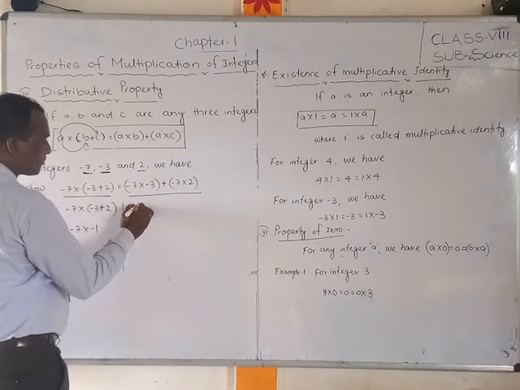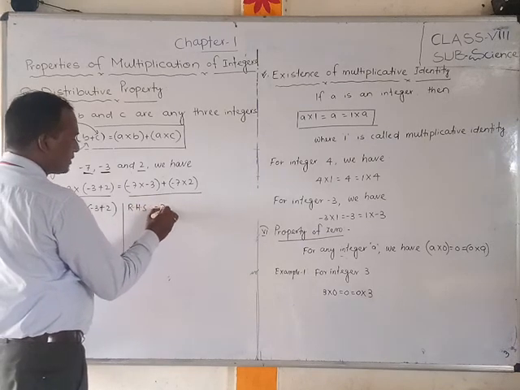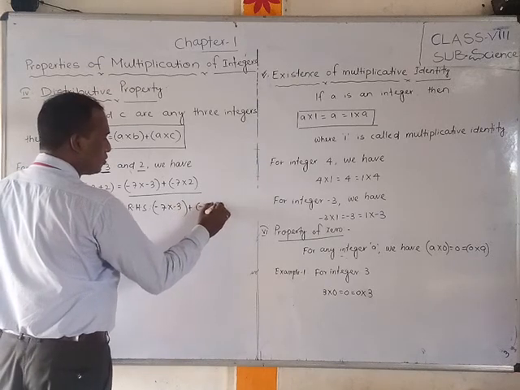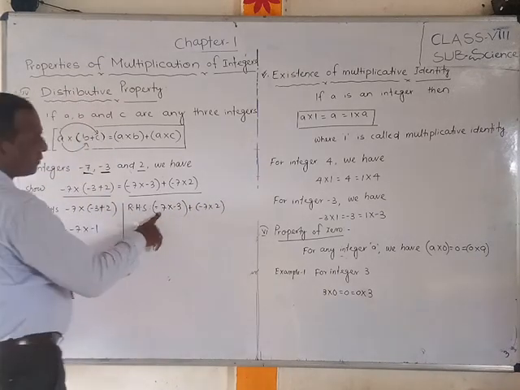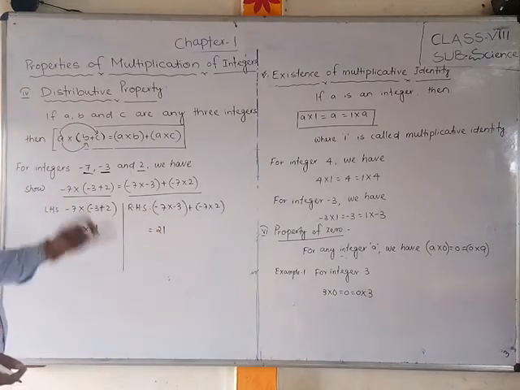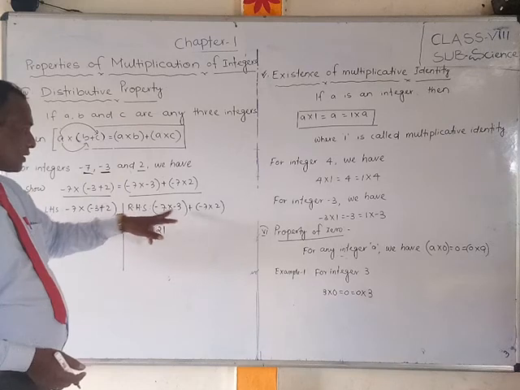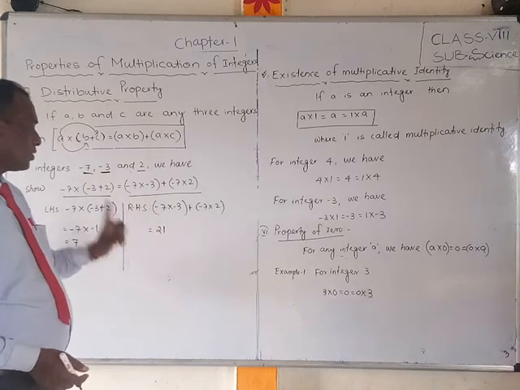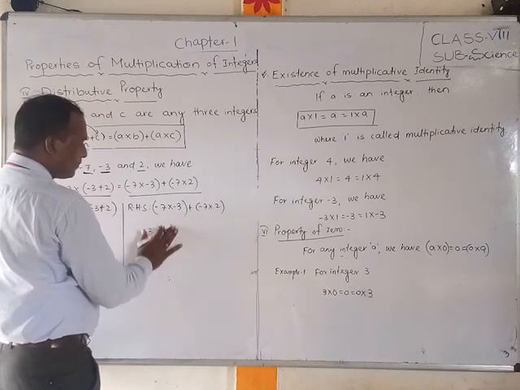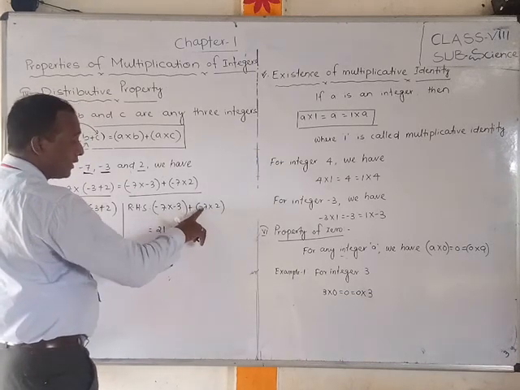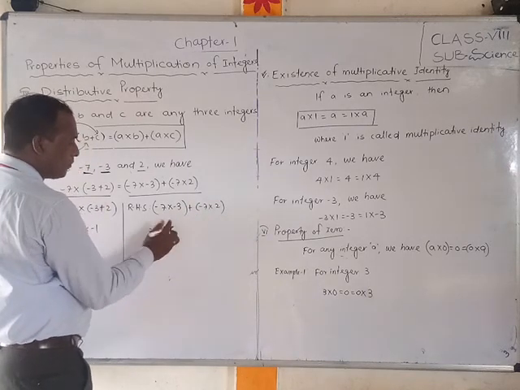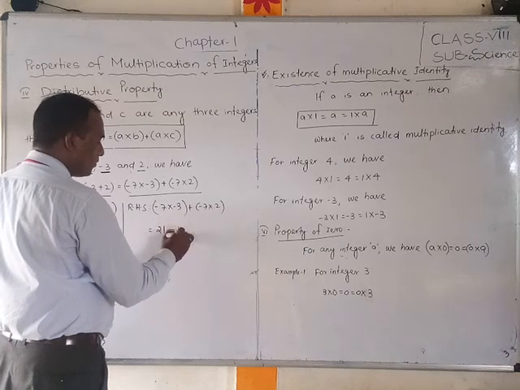What is that? -7 into -3 plus -7 into 2. Minus into minus is plus, 7 threes are 21. Students, multiplication you have already studied, but once again I am reminding you: first check the negative sign. Negative into negative is positive, 7 threes are 21. Plus, here negative and there positive, so negative into positive compulsorily gives negative, and 7 twos are 14.